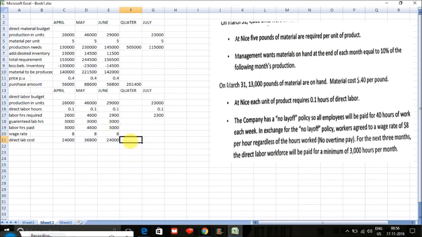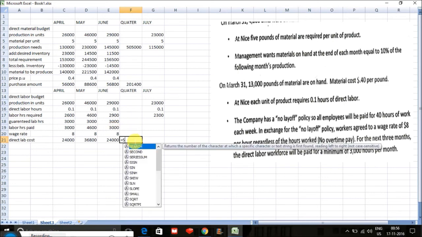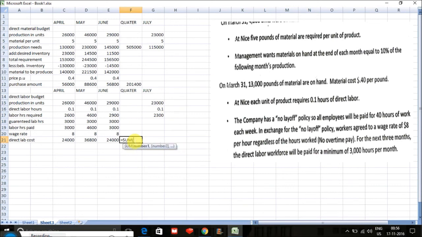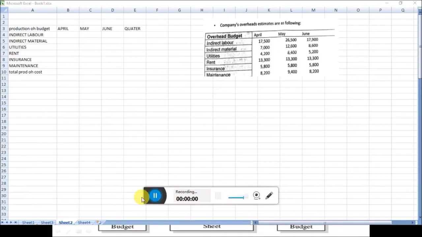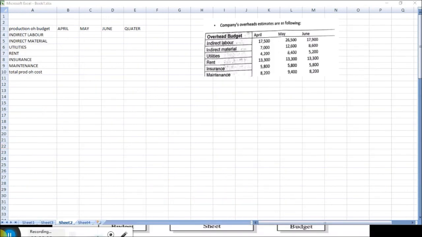So by adding all these three numbers, we will get the total direct labor cost for the whole quarter. That is 84,800. So now we have prepared the direct materials budget and also the direct labor budget. Now let us move to the next part of the question, that is the production overhead budget.